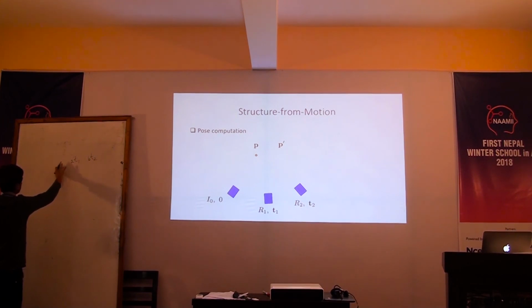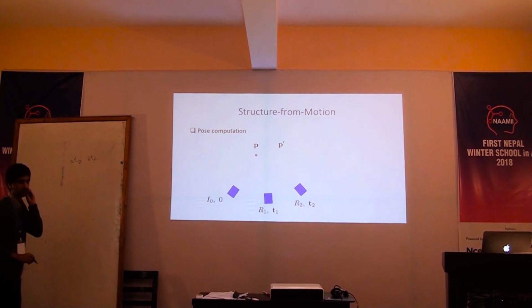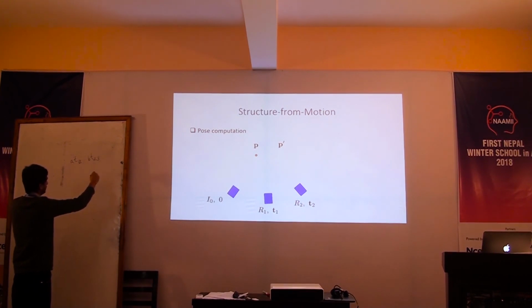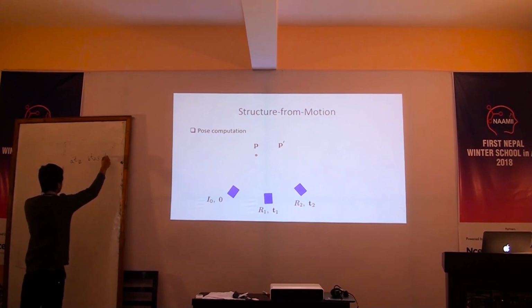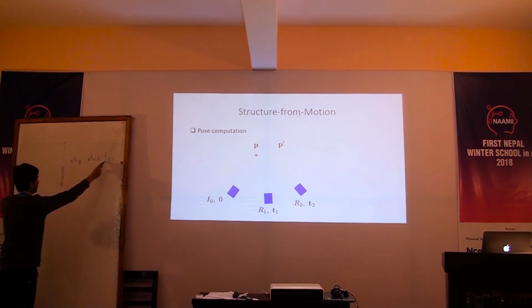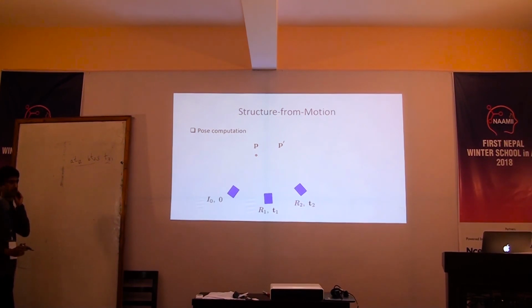So let's write it this way. We write T1,2 for the translation between the first camera and second camera, T2,3 for the translation between the second camera and third camera, and T3,1 for the translation between the third camera and first camera. We don't need to write a variable for T3,1 because now everything will be computed with respect to the T3,1 scale.